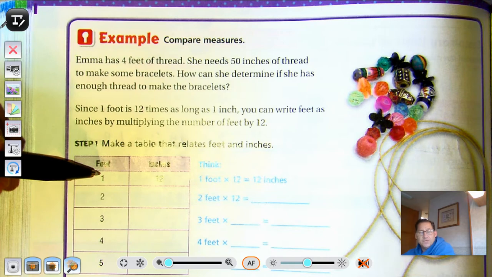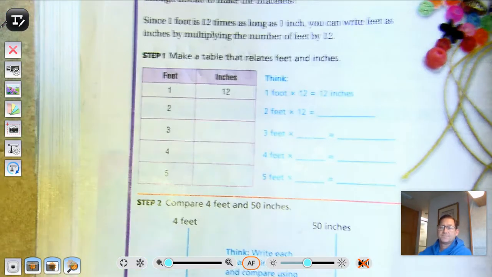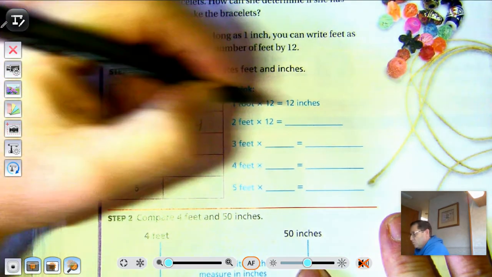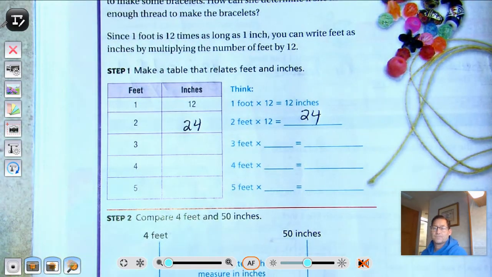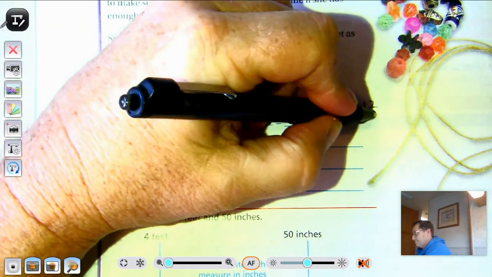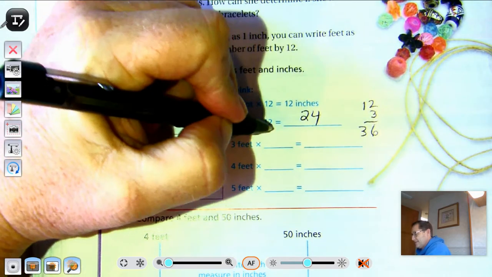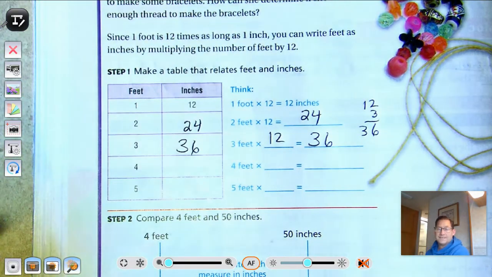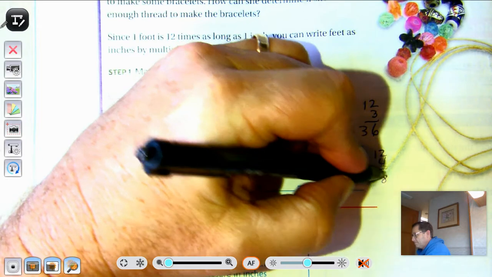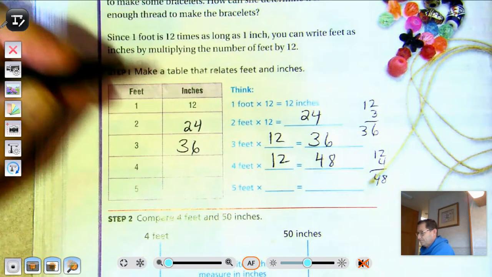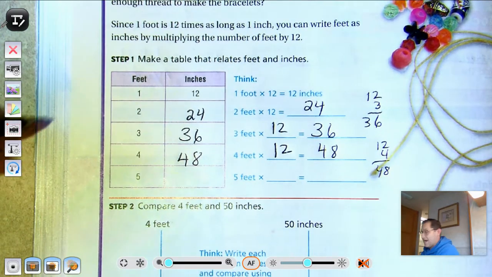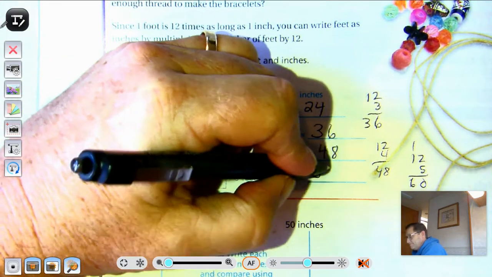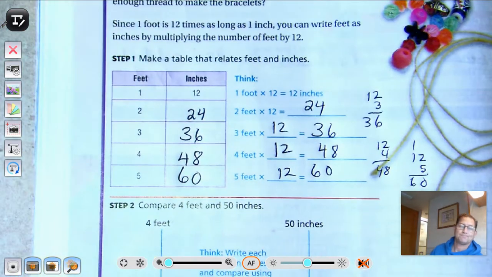So if I have 1 foot, I would have 12 inches. If I have 2 feet, 2 sets of 12 is 24. If I have 3 feet, 3 sets of 12 is 36. 4 sets of 12 is 48. 5 sets of 12 is 60. Okay. All right.